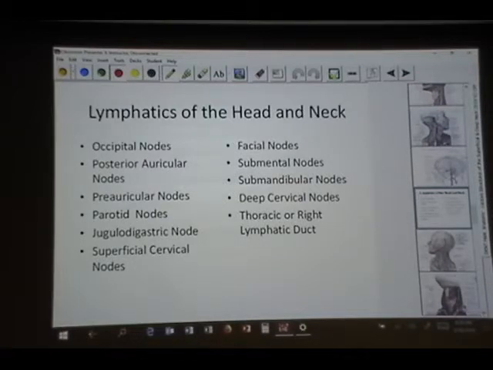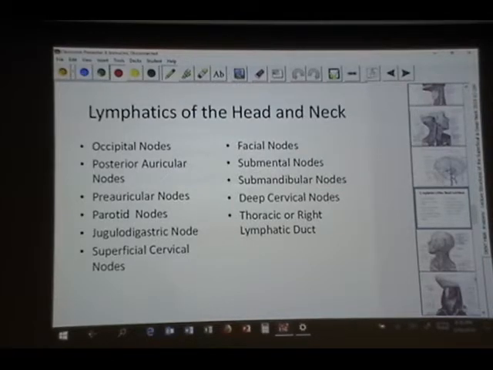Okay, so we've got lymph nodes all through the body. We've got lymph nodes in the head. We talked about those a little while ago. We have lymph nodes back here in the back of your scalp. They're called occipital nodes. We've got lymph nodes around your ear, posterior auricular. This is your auricle. Preauricular. This is in front of your auricle.